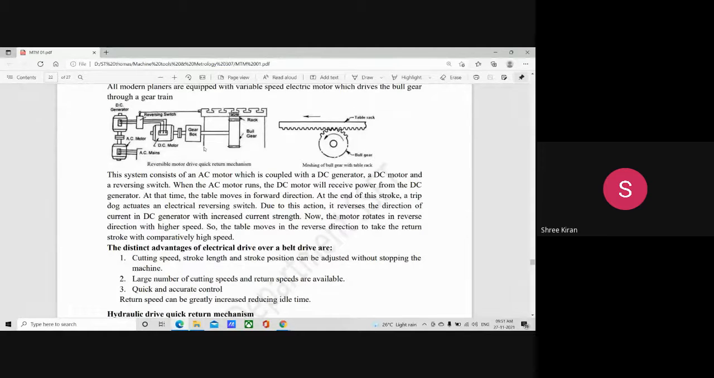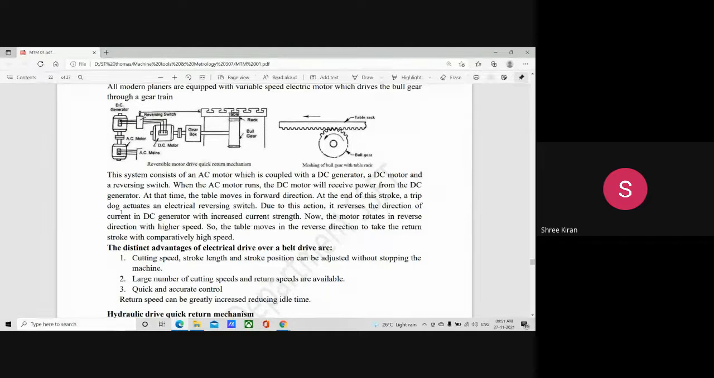While this is all happening, the table moves in the forward direction. But finally, coming to the end of the stroke, a trip dog actuates an electrical reversing switch.